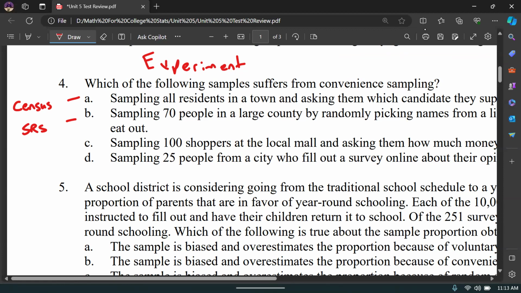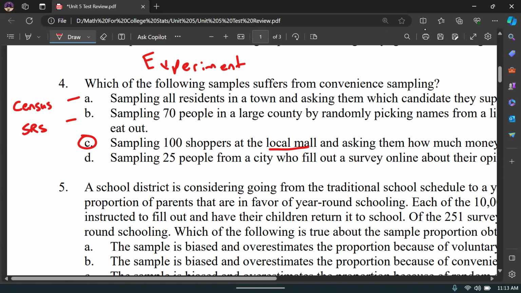C, sampling 100 shoppers at the local mall and asking them how much money they spend on average for a friend's birthday gift. That's your convenience sampling because they're just going out, asking 100 people, boom. There's really no arrangement in setting it up. They just go out, ask the 100 people. It's convenient. It's simple.